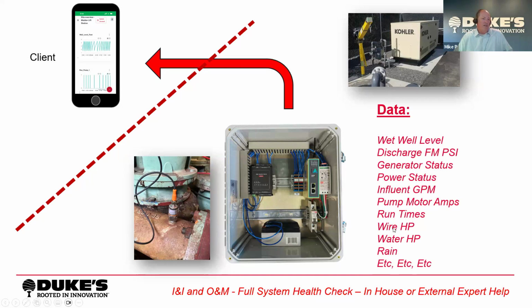So we have run times, of course. On the electrical side, because we're collecting the necessary information, we calculate the wire horsepower. On the discharge side, we calculate the water horsepower, rain, and then I put et cetera, because really at the end of the day, this box could be wired up to a light switch and just, hey, when's the light turning on and off? It can be wired up to anything. Now we focus on the wastewater collection system market, but there's nothing to prevent this box from being installed on a water tower. In fact, it'd be a lot easier.